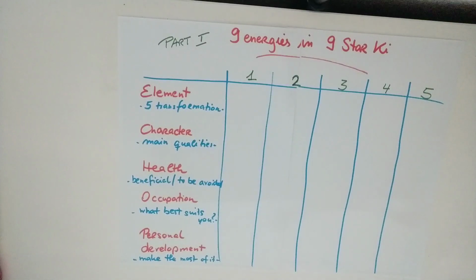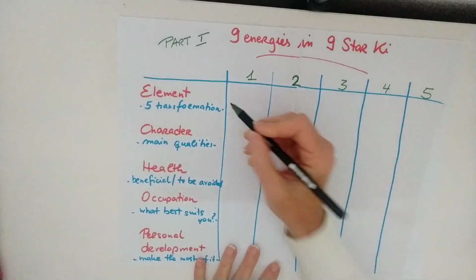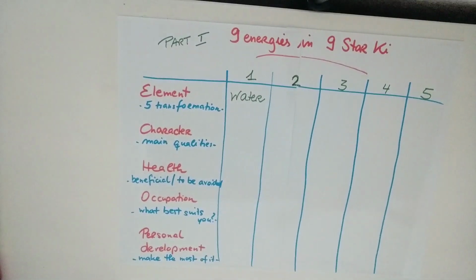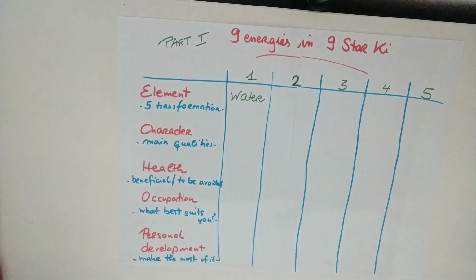So we start with energy number 1, and this energy belongs to the element transformation stage of water. It is a very disciplined character, can be at times very rigid or very youthful and adventurous. Very sensitive, intuitive, deep thinkers, and values very much independence.